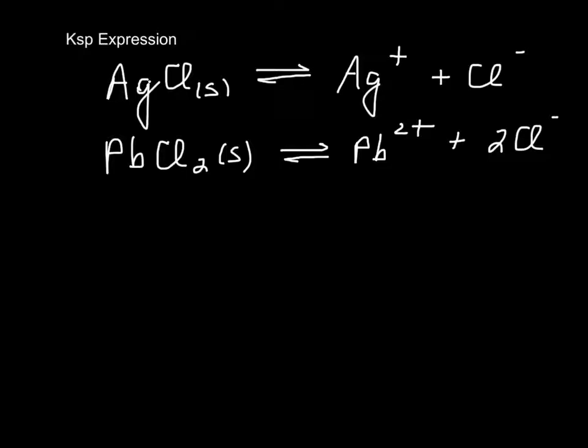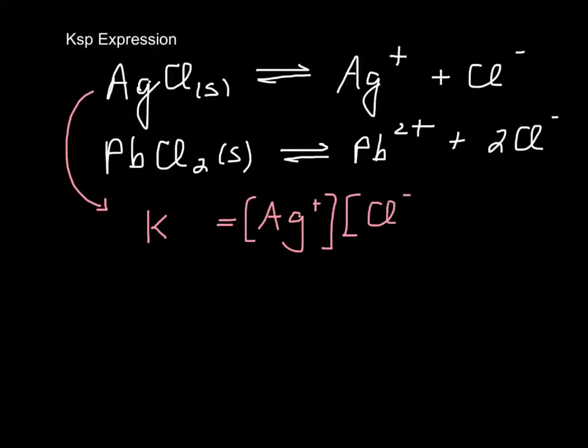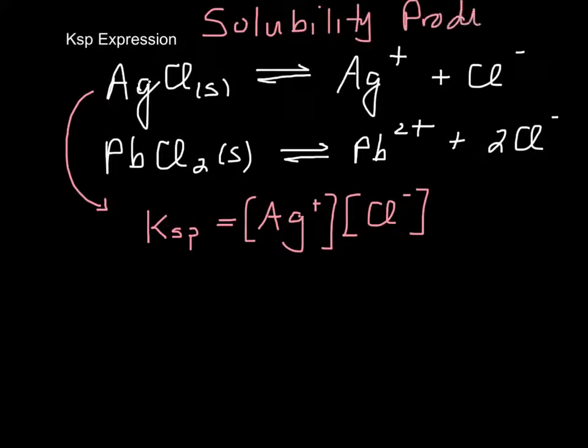Now because it's equilibrium, for this I can write a K expression. So K is the products. Okay, so silver ion, concentration of that, times the concentration of chloride, over the reactants, except the reactants are solid, so we're going to ignore them. And this is called the KSP. And the SP is for solubility product. Okay, because they're dissolving, so solubility, and we're multiplying them, so product. KSP is the solubility product constant.